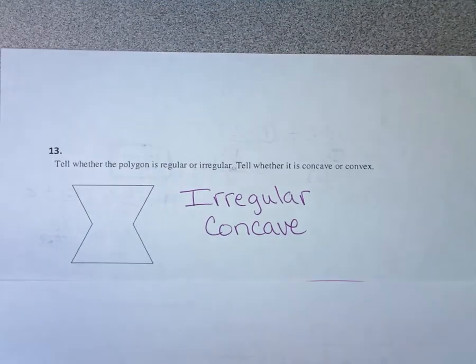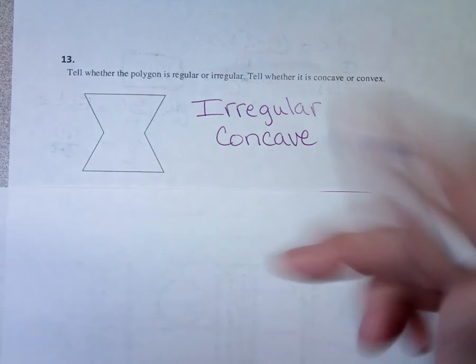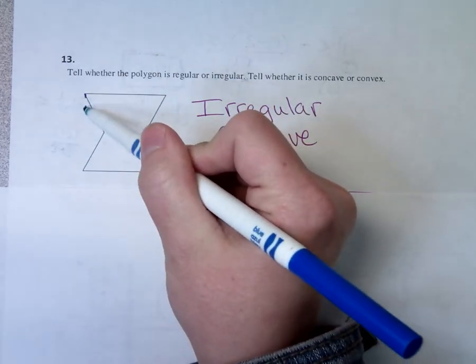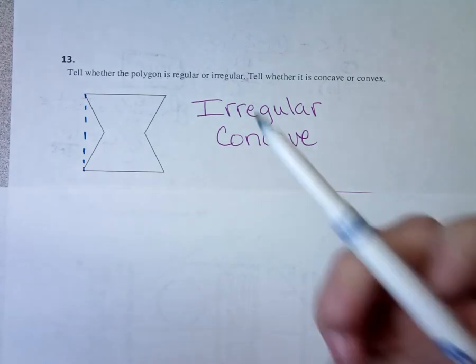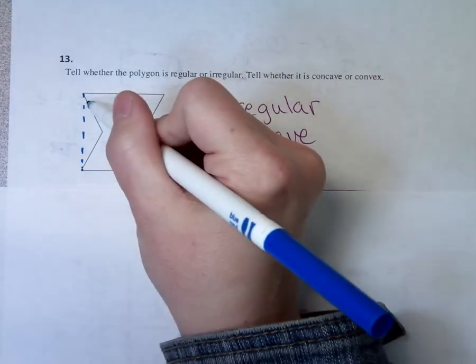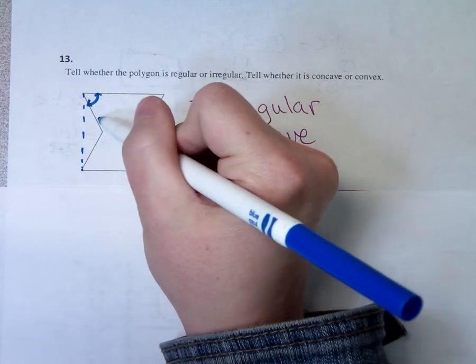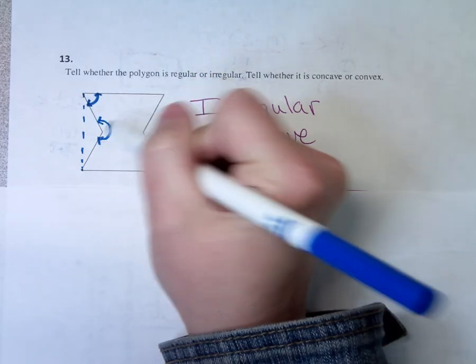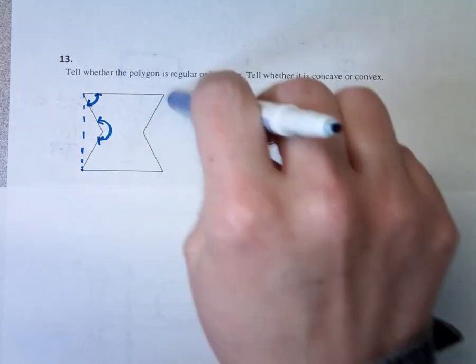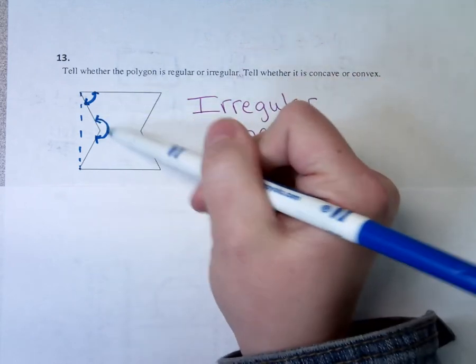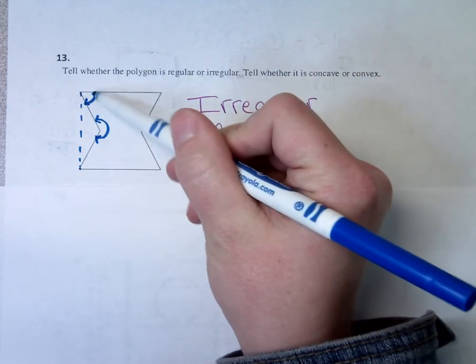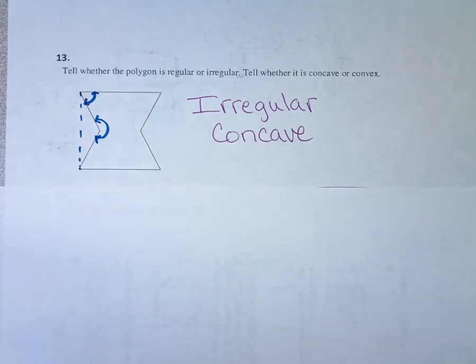Okay, problem number 13. This is irregular and it is concave. It caves in. I have a diagonal that can be drawn outside of the shape, so that's concave. And it's irregular because not all my angles are the same. This angle from here to here is definitely not the same size as the angle from here to here. So I don't know if all my sides are congruent or not, but I do know that all my angles are not congruent because this angle is much, much bigger than that little tiny angle. So it is definitely irregular.